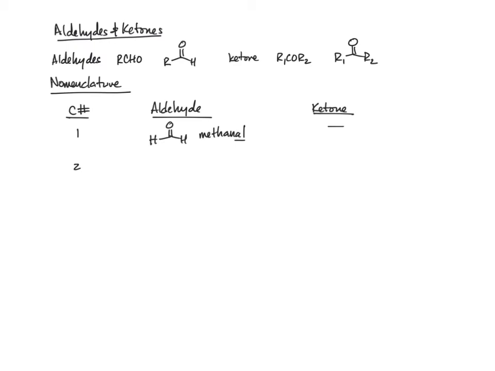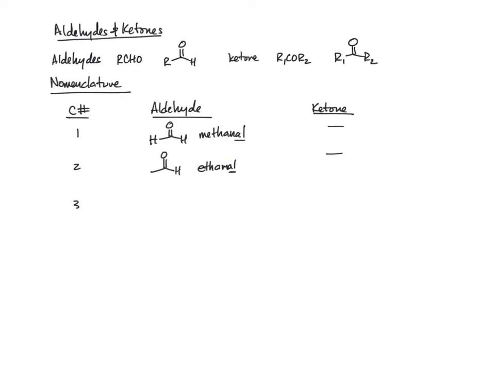So if we have two carbons, so ethane, we put a carbonyl in. So this would be not ethane, we drop the last E and we add Al, so ethanal. So there we go, Al. So the aldehydes are all going to end in Al. We cannot have a two carbon count ketone.